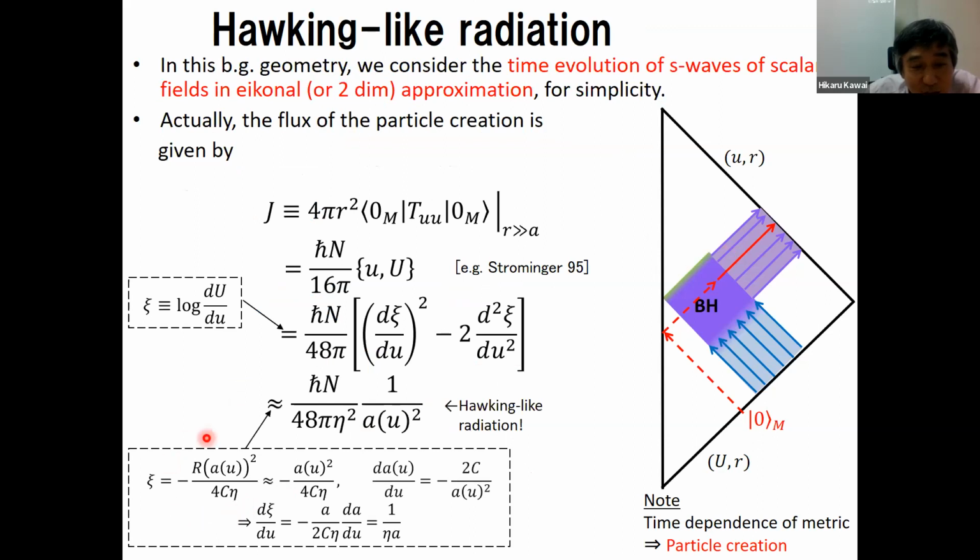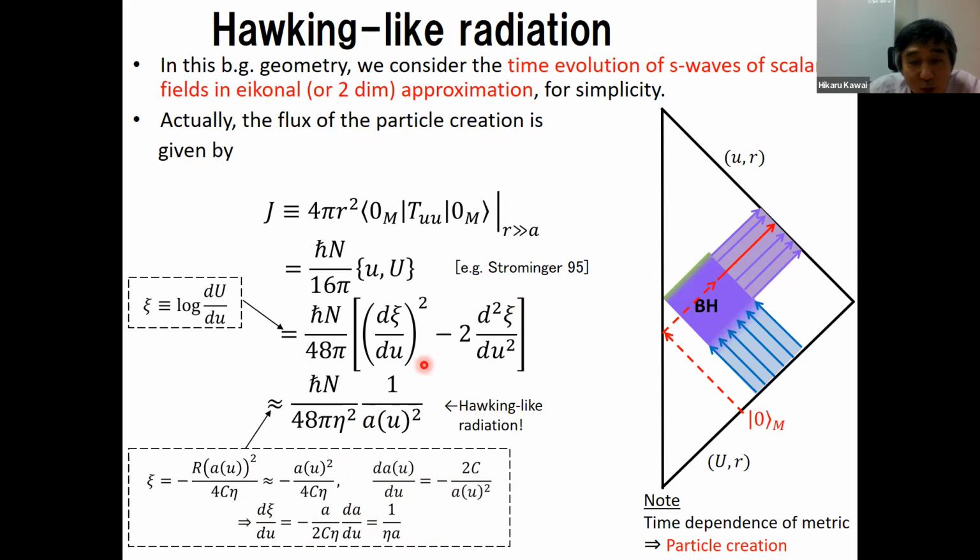So xi is this. But capital R, this is the position of the surface, and this is close to small a. So this is close to this. So we want to take a u derivative of this one. But we know dA/du is given by this, by Hawking radiation. So we have a divided by 2c eta multiplied by dA/du. And by plugging this in, we have this is 1 over eta a.